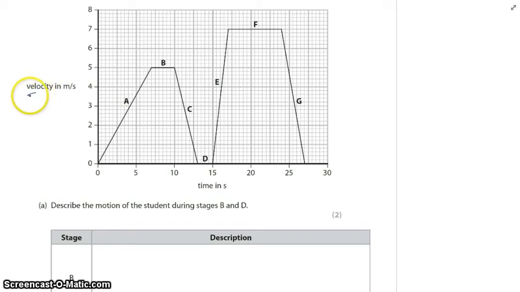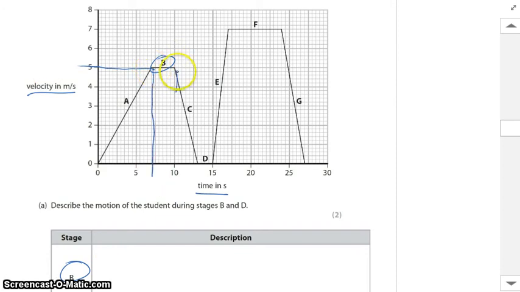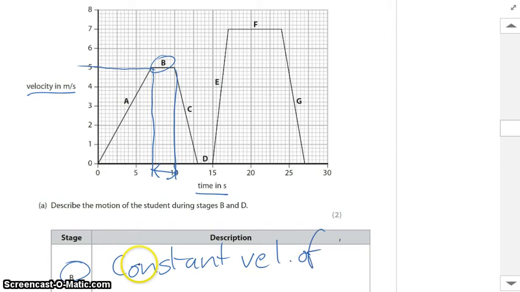Okay, so first thing to notice about question 5 is that it's a velocity time graph. The question asks us about stage B. You can see that in stage B the velocity is 5 meters per second, and if you follow that down onto the x-axis you can see that's between 7 and 10 seconds there. So it's a constant velocity, but that's not enough to get you the mark. You do need to say that it's 5 meters per second to get the mark.